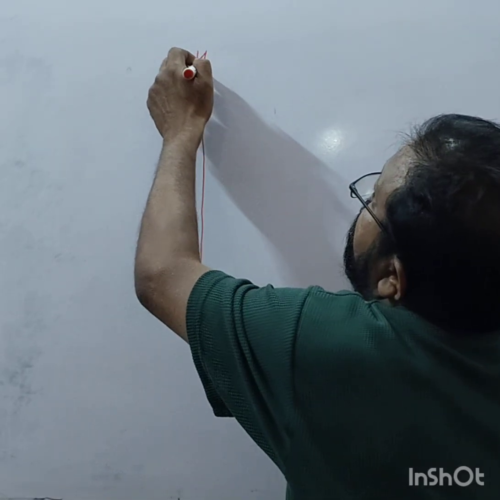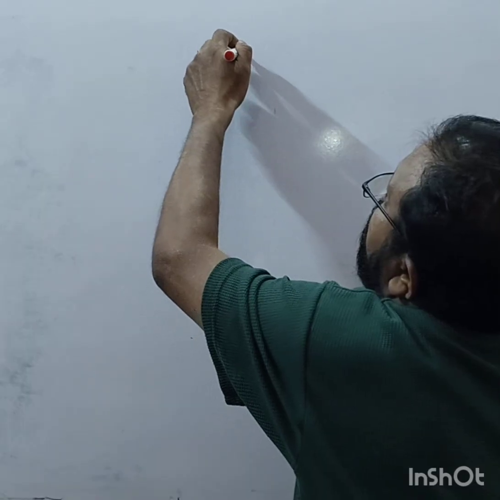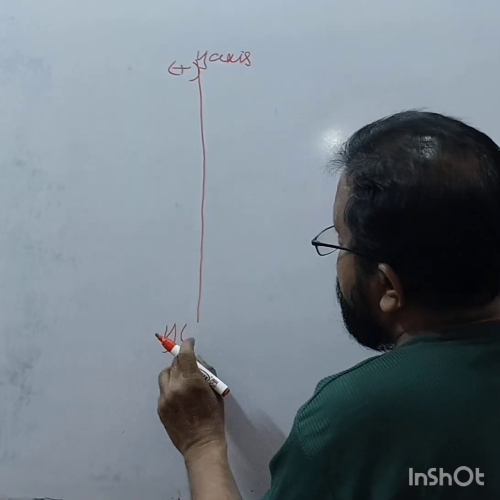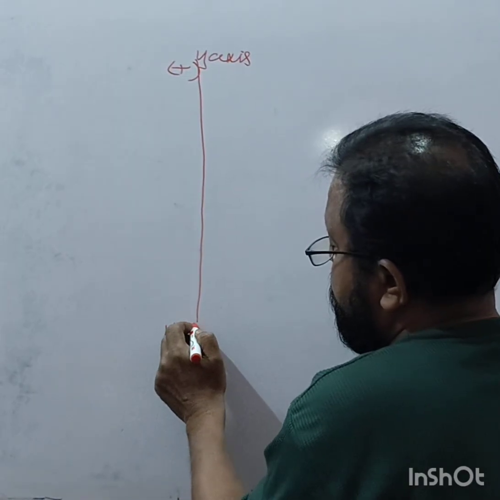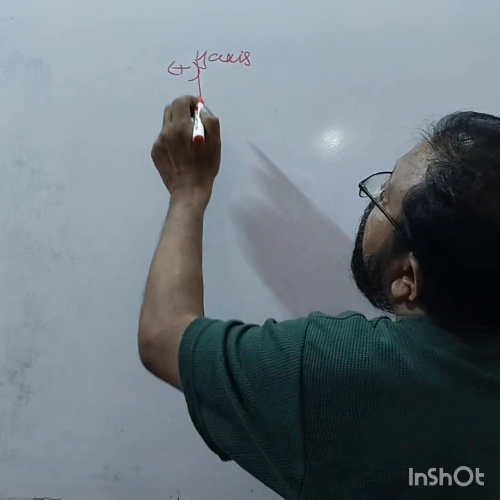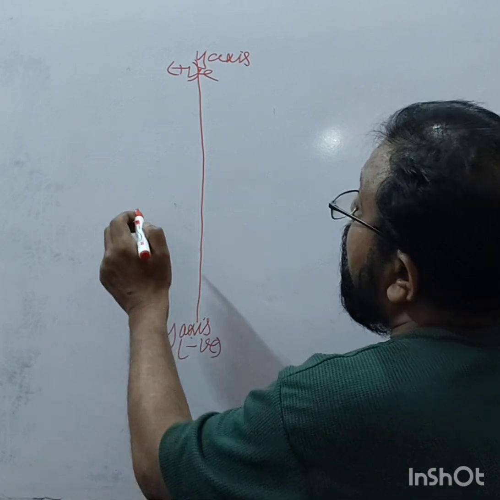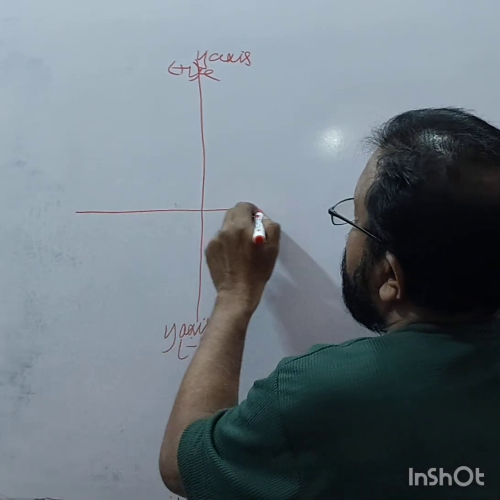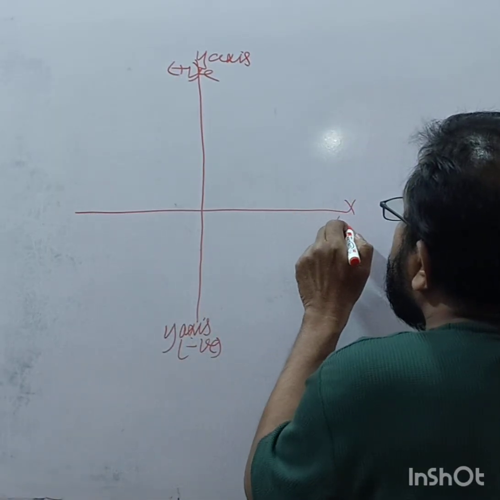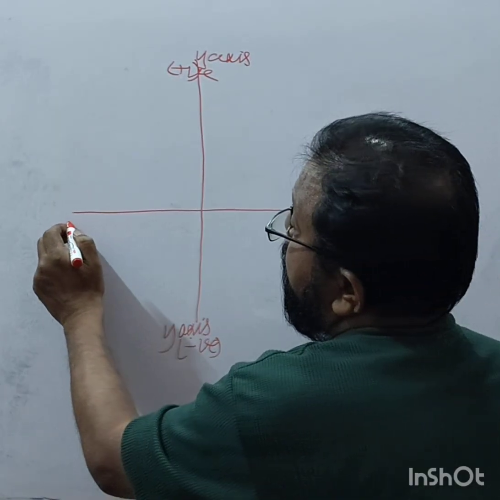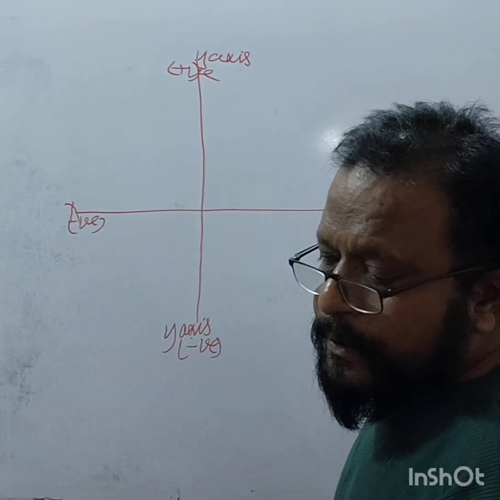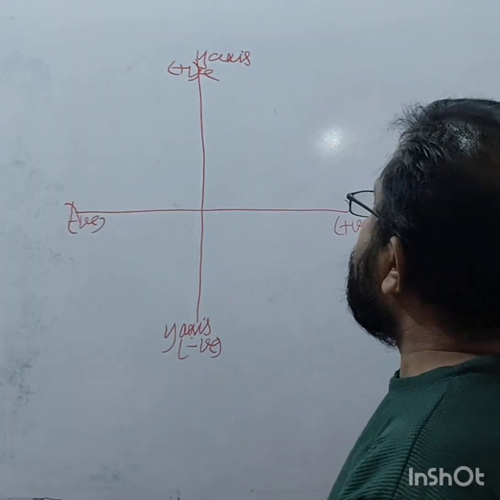This is y-axis positive, y-axis negative, positive, negative, and this is x-axis positive, x-axis negative, right? Say there is a line.